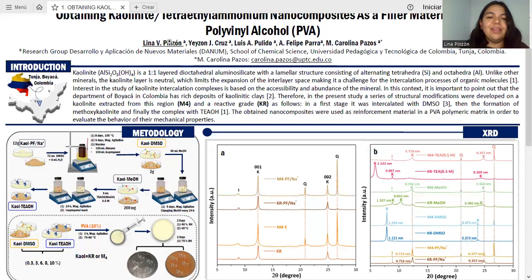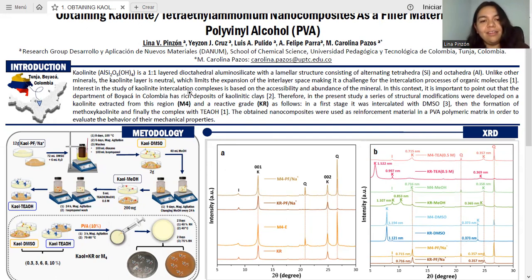Introducing the substrate: kaolinite, unlike other clays, has an electrically neutral interlaminar layer. This limits the interlayer expansion and becomes a challenge for the intercalation of organic molecules. Kaolinite intercalation complexes are studied because of their accessibility and abundance. It should be noted that in Colombia, in the region of Boyacá, there are deposits of kaolinitic clays.